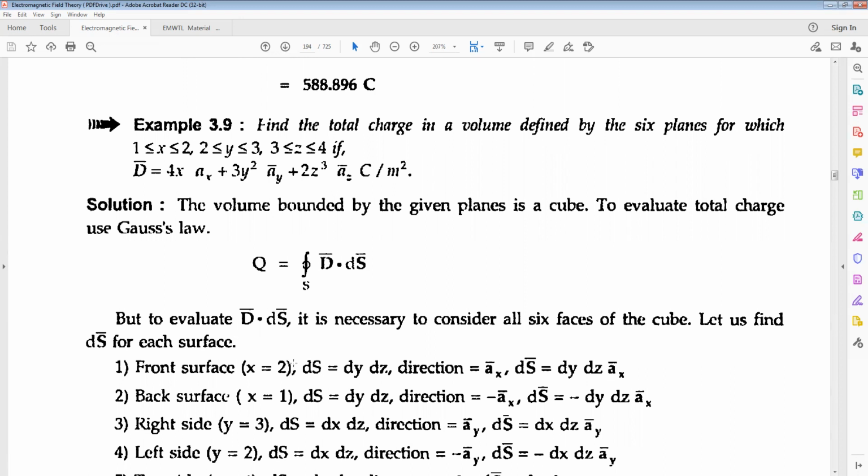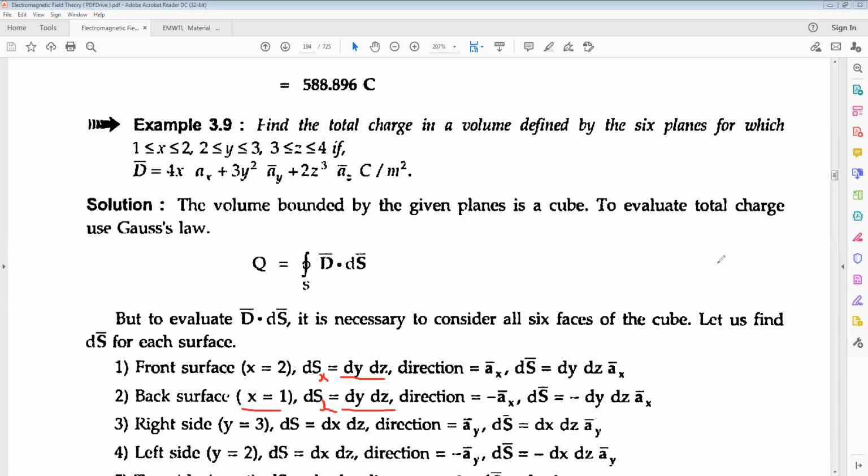For x is equal to 2, they are saying it's 6 planes, dS is nothing but the differential surface area normal to the x direction. So we have only dy and dz. Similarly, for x is equal to 1, the differential surface area normal to the x direction, we have dy and dz only.